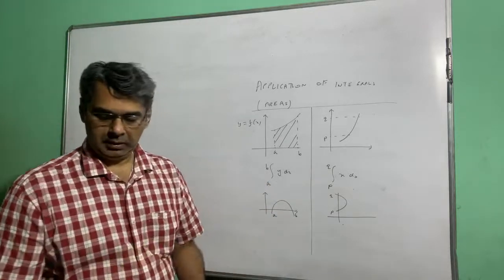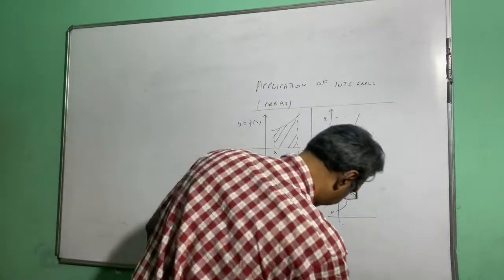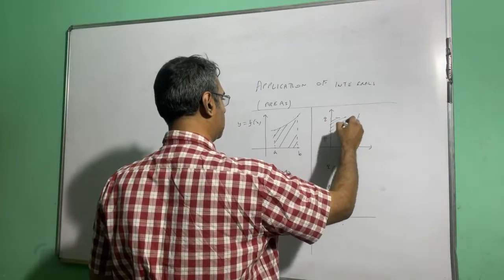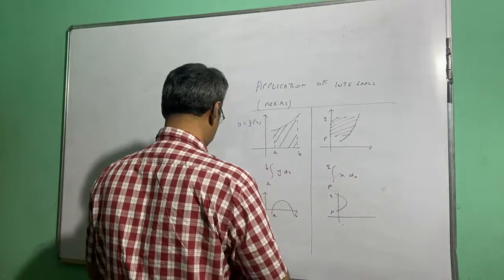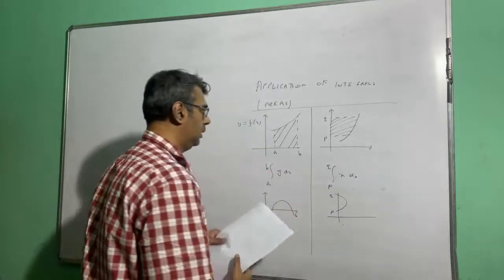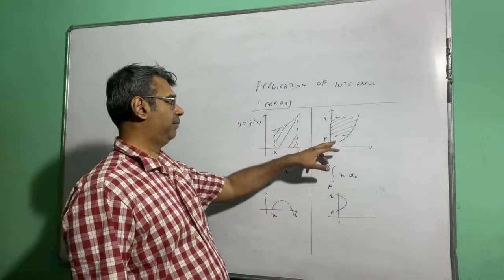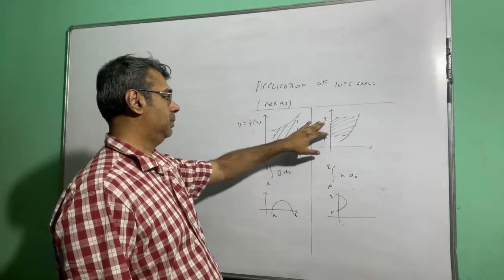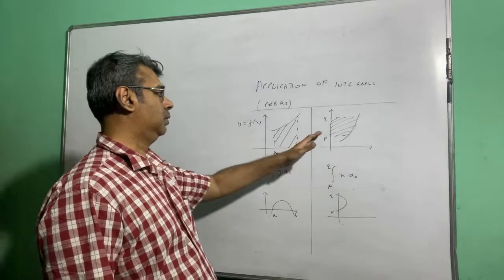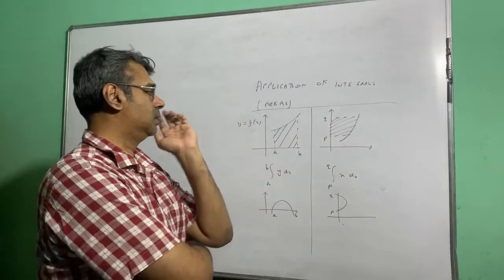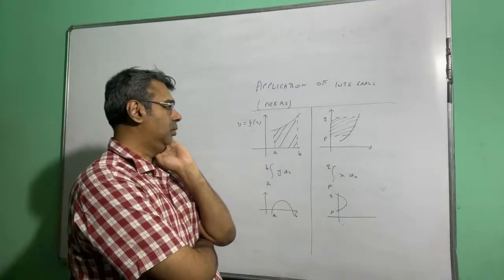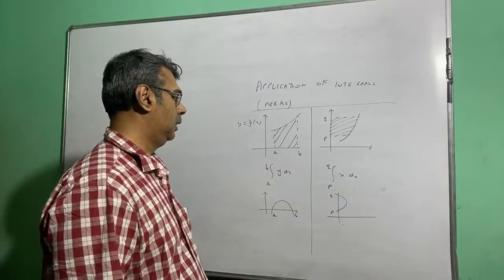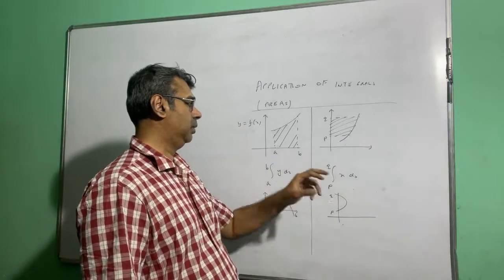Similarly, suppose you have a graph like this. Okay, this is the graph, and there is a point on the y-axis P, there is a point Q, and you want the area to the right of the y-axis and between these two horizontals P and Q. So then the answer will be integral P to Q x dy.